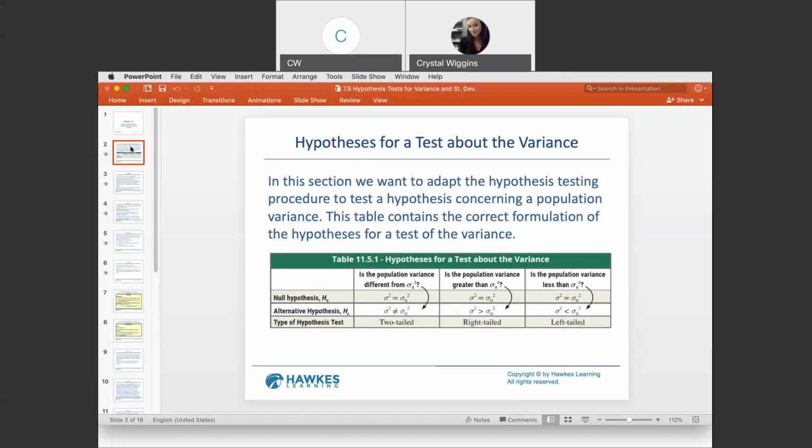This table contains the correct formulation of the hypothesis for a test of the variance. So if we see that we have a null hypothesis, we'll always have the equal sign. Recall that in Stats 1, we used equal, greater than or equal to, and less than or equal to, to make it easier for us to see that the null and the alternative hypotheses had to be complements of each other. So for a two-tailed, you have a not equal to sign in the alternative. A right-tailed is a greater than sign and also looks like an arrow pointing to the right. And a left-tailed is a less than sign.